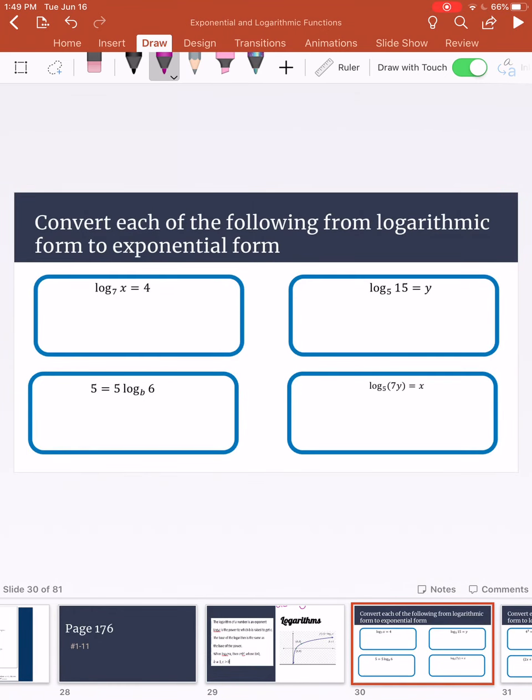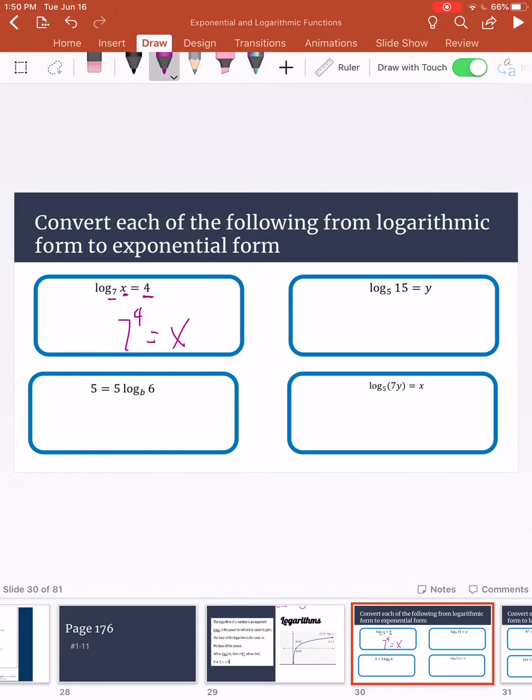So first of all, we are going to convert each of the following from logarithmic form to exponential form. So you can go back and forth between logarithm and exponential. I like to always start with the base. So I have 7. Remember, the purpose of a logarithm is to find an exponent. So whatever the logarithm equals, that's your exponent. So I'd have 7 to the exponent of 4, and it equals my argument. We call this other number on the right-hand side an argument.